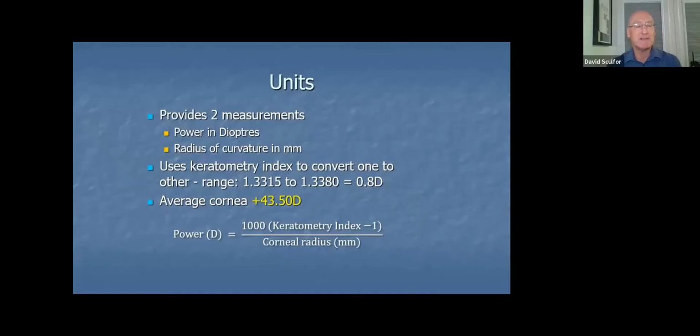Now, in fact, that doesn't matter as long as you are consistent and all your instruments expect 1.3375, if that's what your instrument is calibrated to. It's a good idea to just have in mind what an average cornea looks like. So an average corneal power will be 43.5 diopters. The reason that's useful is it then allows you to spot when you've got an unusual cornea, so it's unusually flat or unusually steep. An unusually flat cornea may have had refractive surgery. A steep cornea may have keratoconus or some other ectasia.